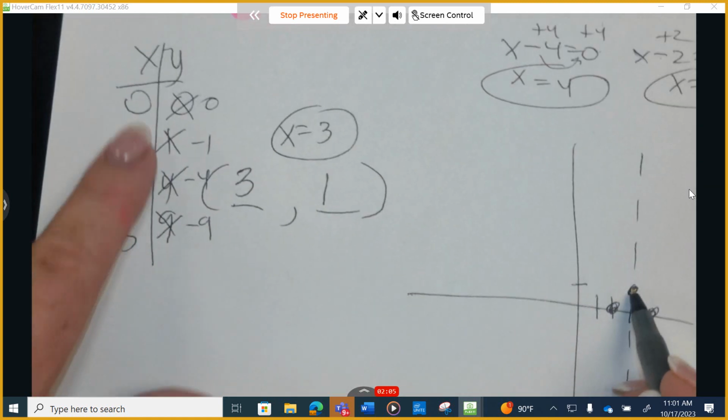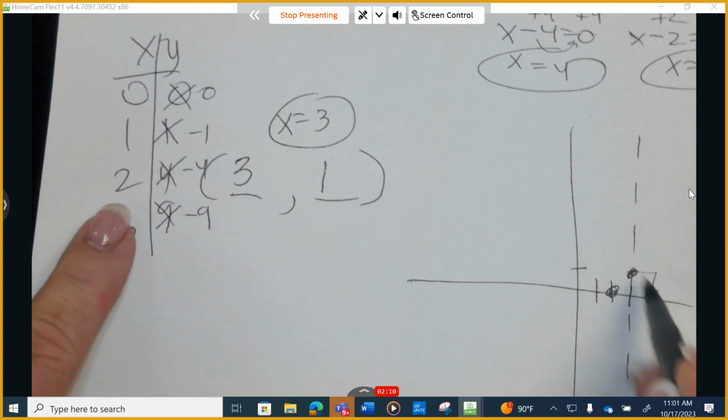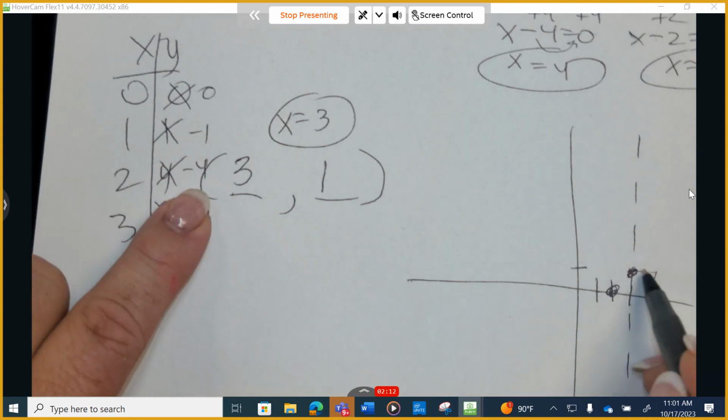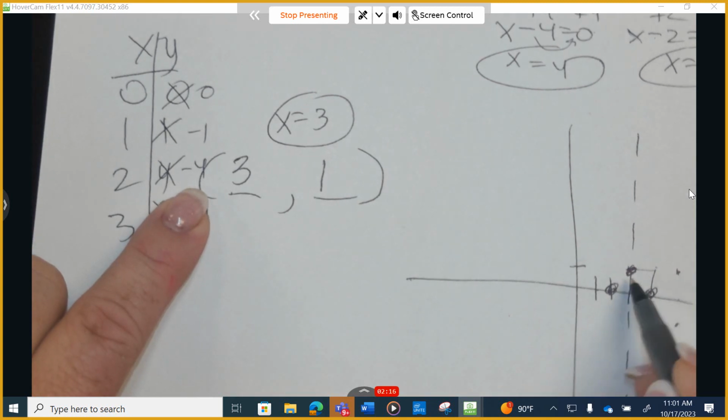So this is my 0, 0. I'm going to go 1 to the right and 1 down. Oop, already got that point. I'm going to come back and go 2 to the right and 4 down. 1, 2, now 4 down. 1, 2, 3, 4. Go back.